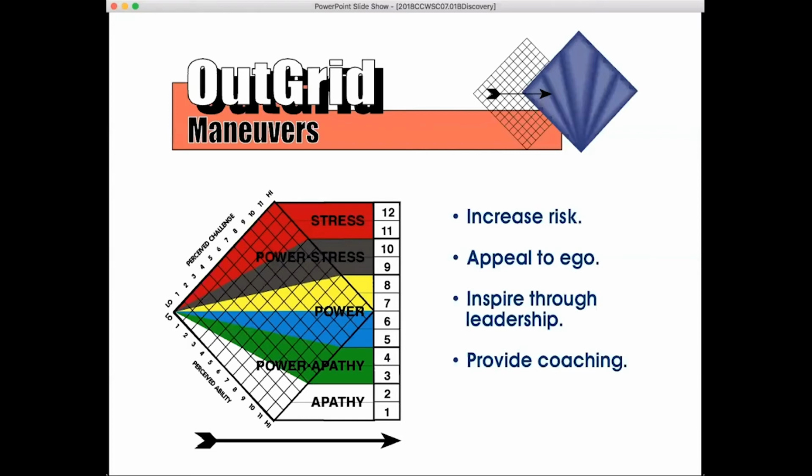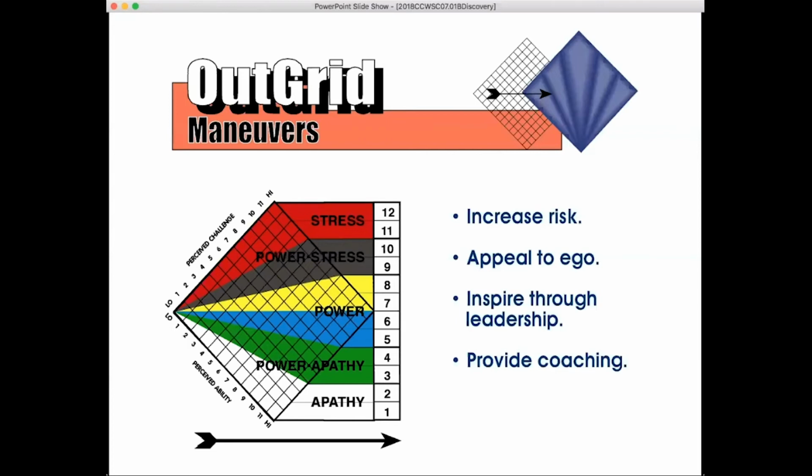So there's a lot of changes that people make that are upgrid. These are driven by external factors. But certainly in the world of coaching and other aspects of human development, we really want to focus more on outgrid changes.